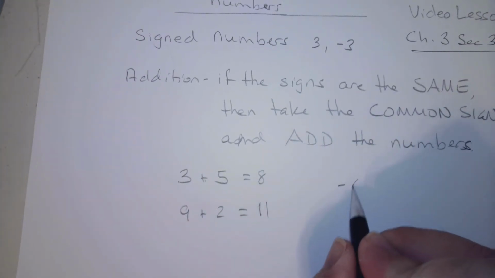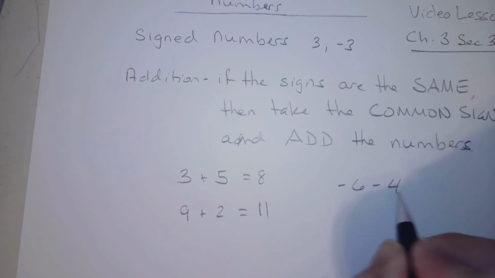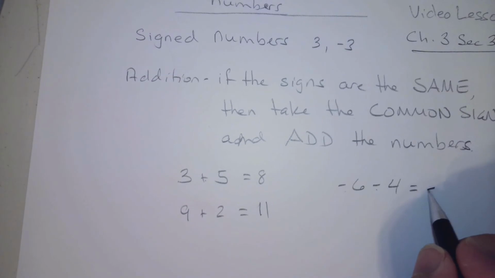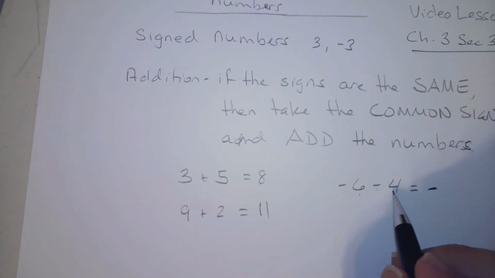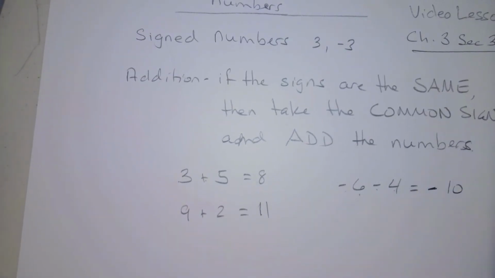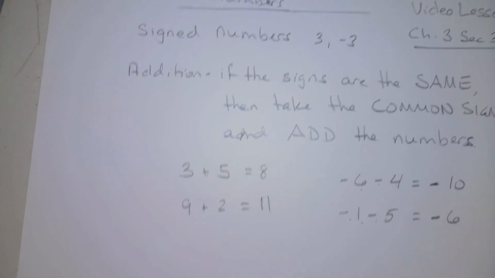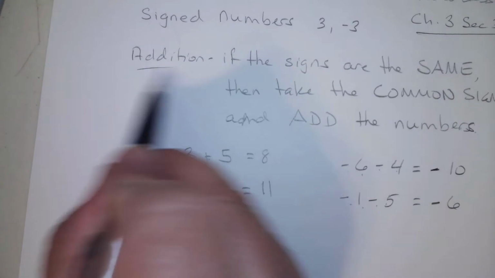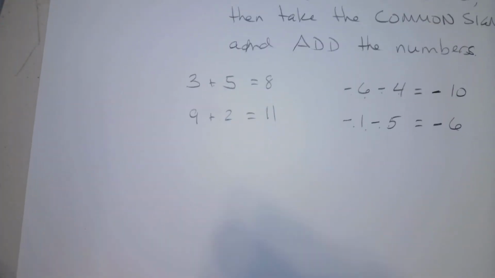What if we had negative 6 minus 4? They're both negative, so the answer is negative. Add the numbers. 6 plus 4 is 10. Negative 1 minus 5. They're both negative. Answer is negative. Add the numbers. 5 plus 1 is 6. Same logic as with the positive numbers. That's what addition with signed numbers means.